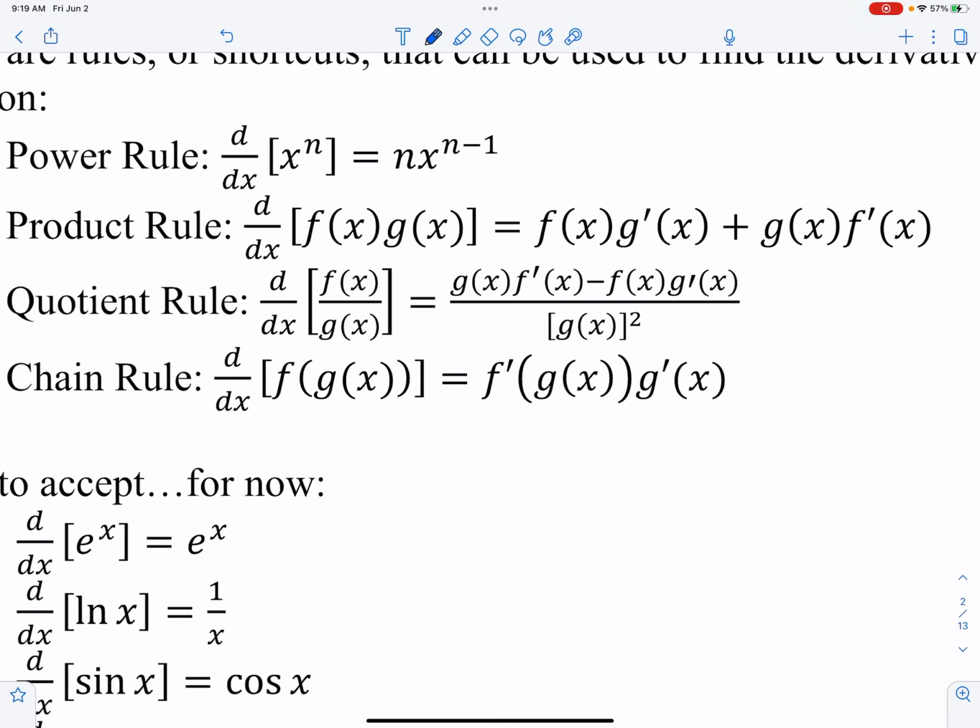Now, product rule involves addition. So since addition is commutative, those products can be switched around, like the order in which you think about taking the first factor times the derivative of the second, that can be flip-flopped. Quotient rule, on the other hand, has subtraction in it, so it cannot.